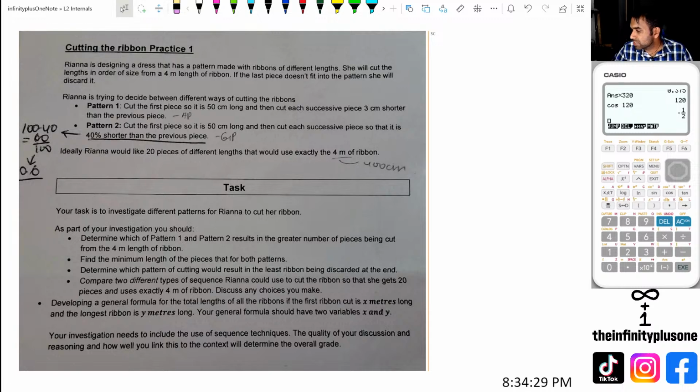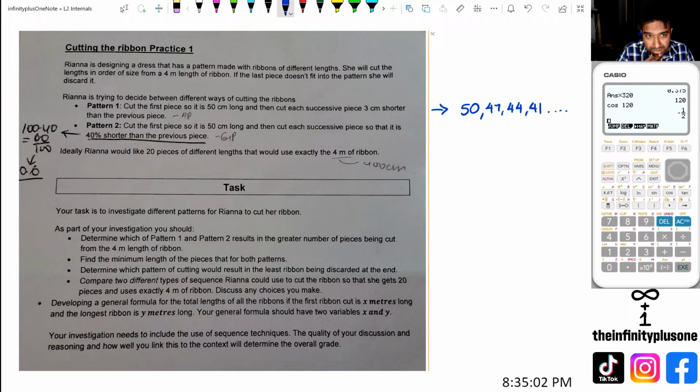All right. So looking at this particular one, we've got a ribbon, and we've got two patterns that the ribbon's getting cut at. So we've got pattern one. If you look at pattern one here, we're going to be starting with 50, and then each piece is going to be 3 centimeters shorter. So it's going to be 50, 47, 44, 41, and so on. It just keeps going, right?